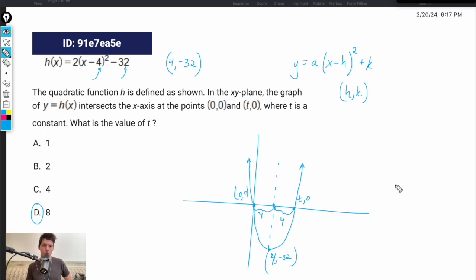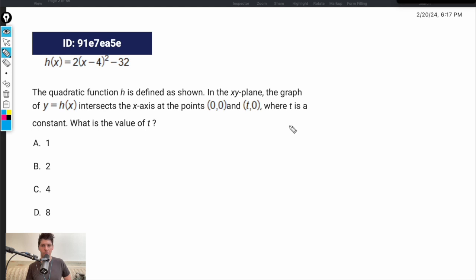Another way that you could do this question, it's worth seeing, is not graphically. You could just say, well, I have these 2 points. I could plug them into this equation. So to be clear, you could write the equation as y equals 2 times (x minus 4) squared minus 32. So we have 2 unknowns, right? I'll actually write the x in. We have y and x. But we can put those values in.